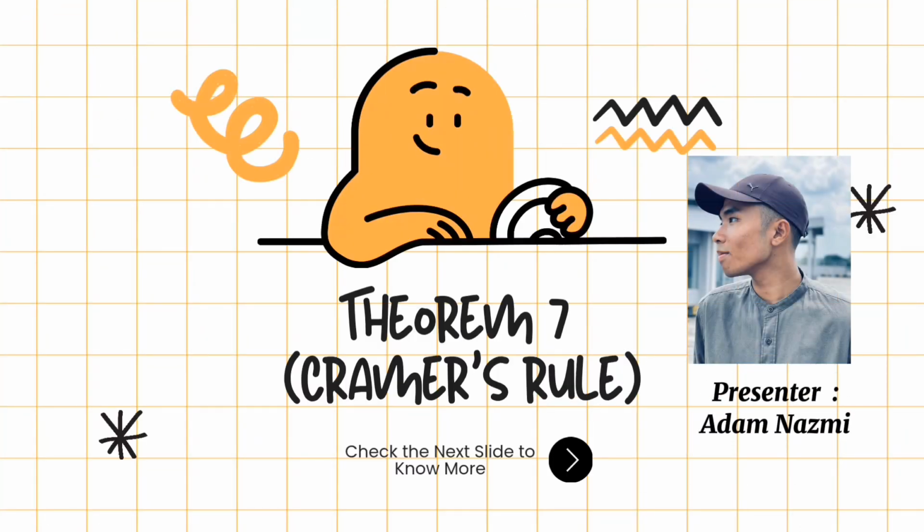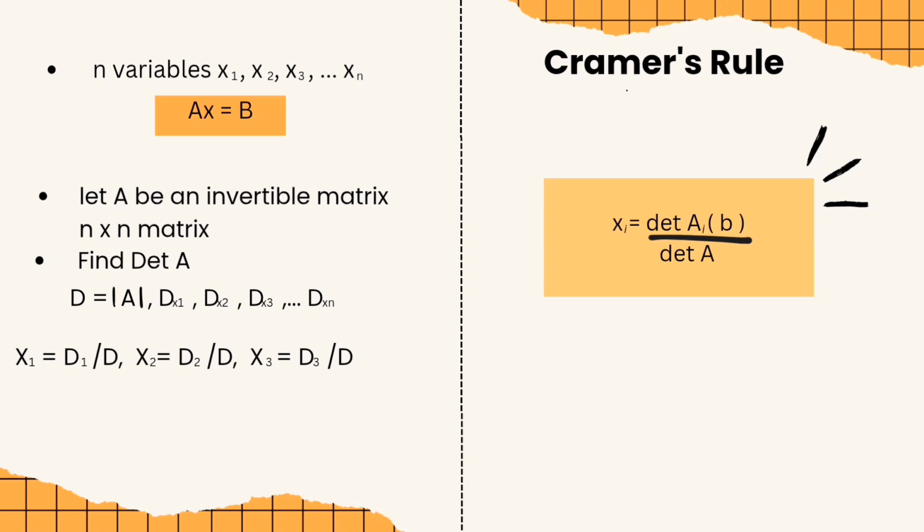In Theorem 7, we learned that a system of n variables x1, x2, x3 and xn can be written in the form Ax equals b. A is the coefficient matrix, which must be a square matrix. x is the column matrix with the variables. b is the column matrix with the constants. So we let A be an invertible n times n matrix.